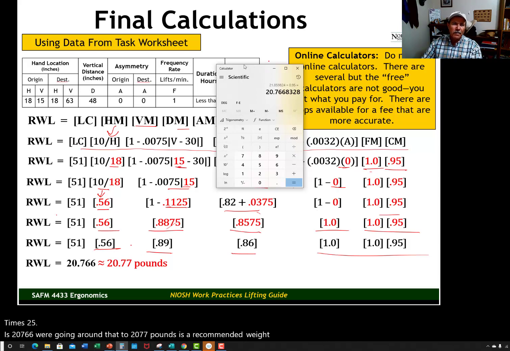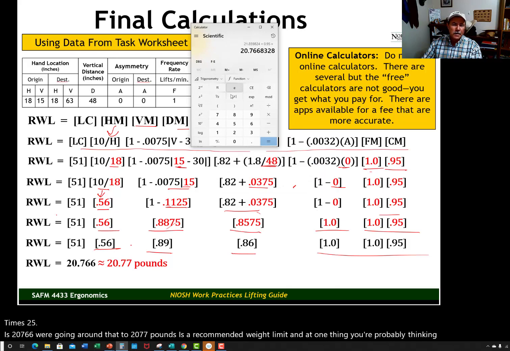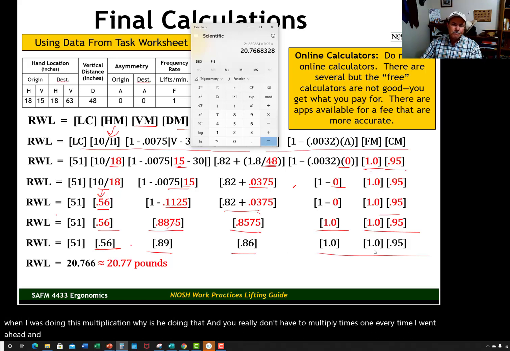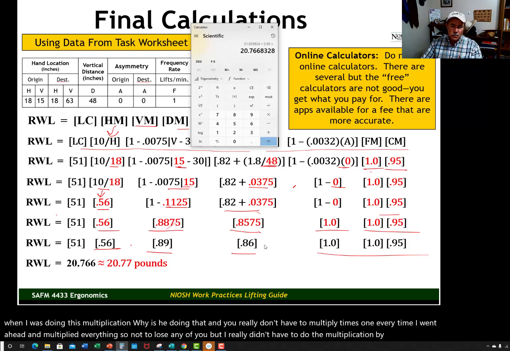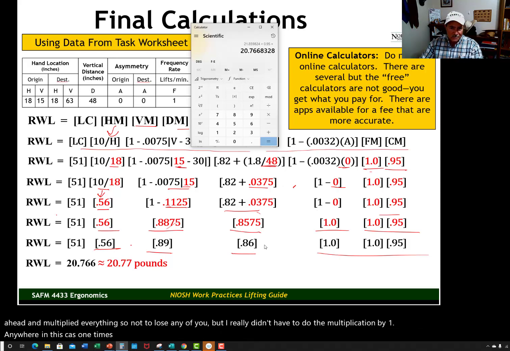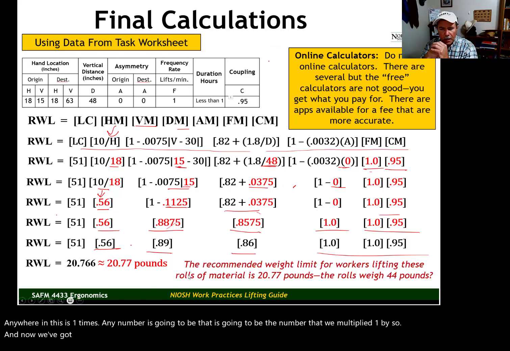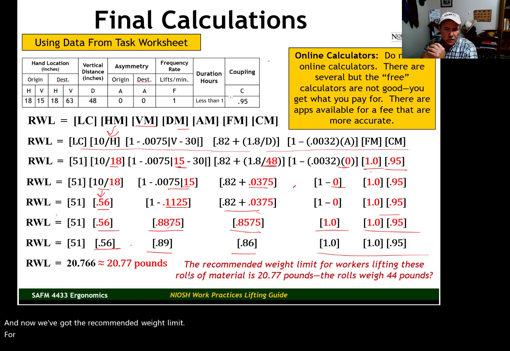And now one thing you're probably thinking when I was doing this multiplication, why is he doing that? You really don't have to multiply times 1 every time. I went ahead and multiplied everything so as not to lose any of you, but I really didn't have to do the multiplication by 1 anywhere in this, because 1 times any number is going to be the number that we multiplied 1 by. And now we've got the recommended weight limit for workers lifting these rolls of material.